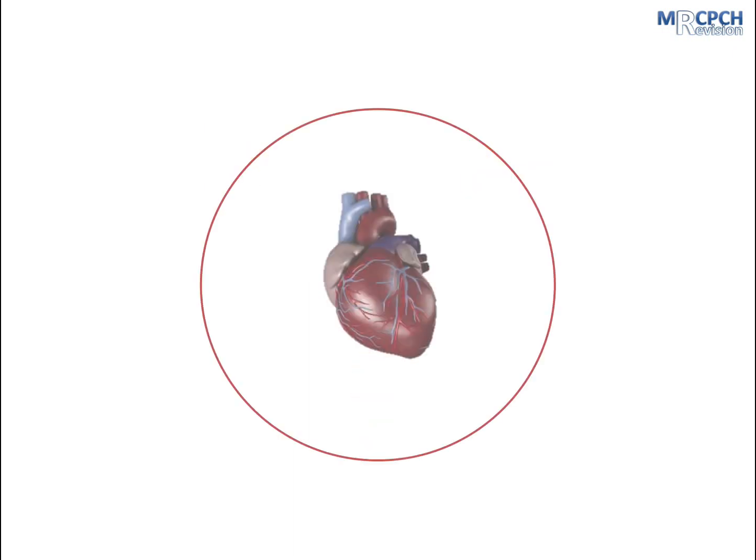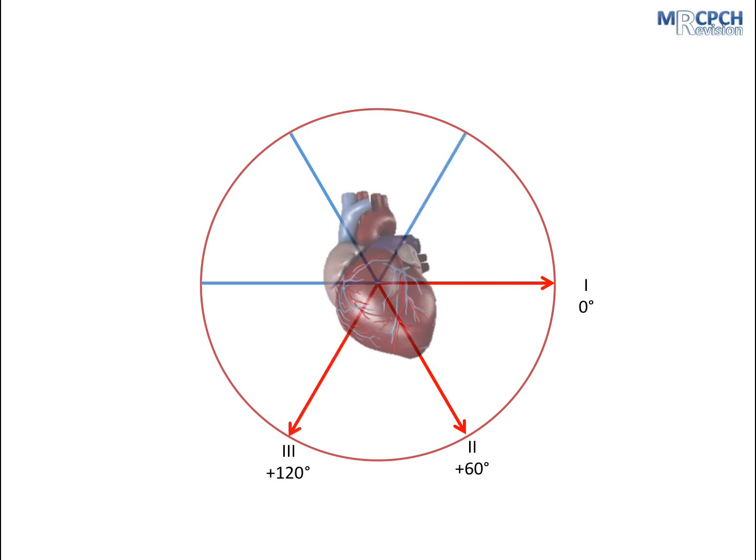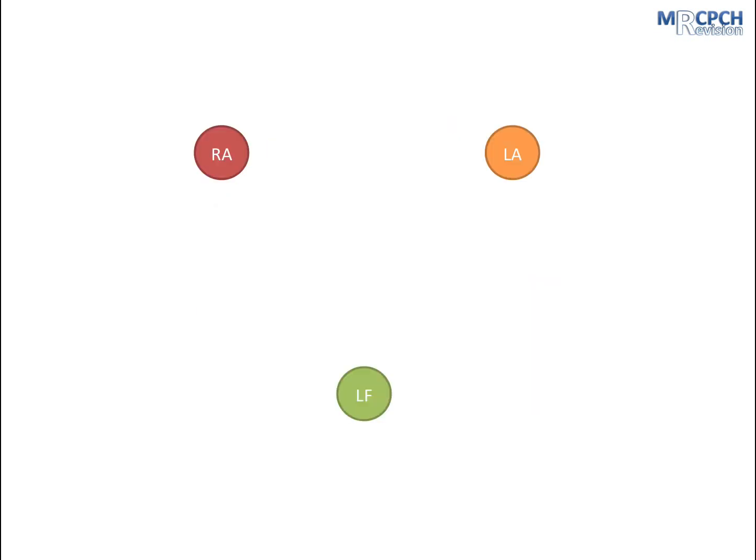So if you position leads 1, 2 and 3 so that they intersect with the heart in the centre, let's see what that looks like. So here we have lead 1. Lead 2 is at 60 degrees relative to lead 1. And lead 3 is 120 degrees relative to lead 1. Next, we'll consider the augmented limb leads.